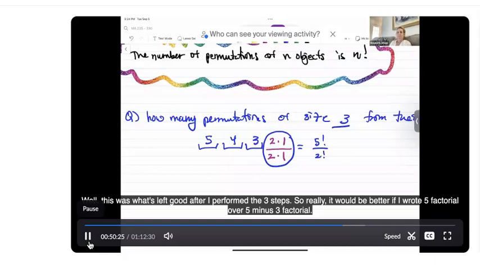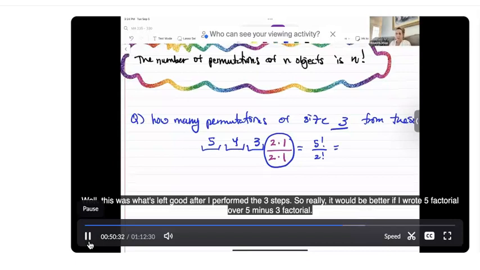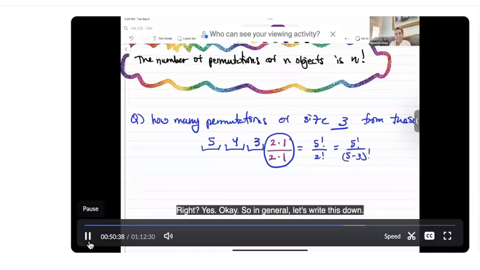Well, this was what's left after I performed the 3 steps. So really, it would be better if I wrote 5 factorial over 5 minus 3 factorial, right? Yes. Okay. So in general, let's write this down.